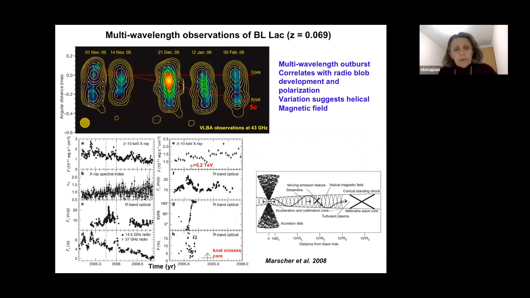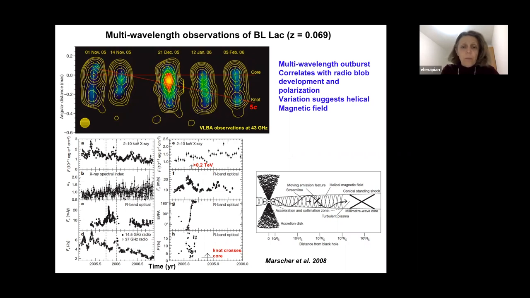This is a very nice example of a correlated radio to X-ray, in fact, to TeV energies monitoring of BL Lac. This is the prototype of the blazar class. It's a nearby object, which makes it an easier source to observe, to detect at TeV energies.